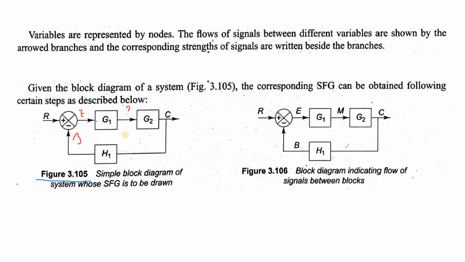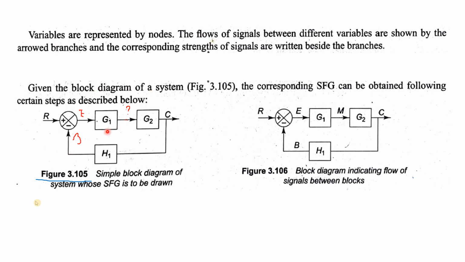We know that this is error, this is B, but what is this? It has to be some signal, because this signal will be E into G1, so we have to give it some name. In block reduction technique, we were not bothered about this because it was not required. In block reduction, we just reduce the blocks, we multiply G1, G2, that's it. But in SFG, we have to name each and every signal.